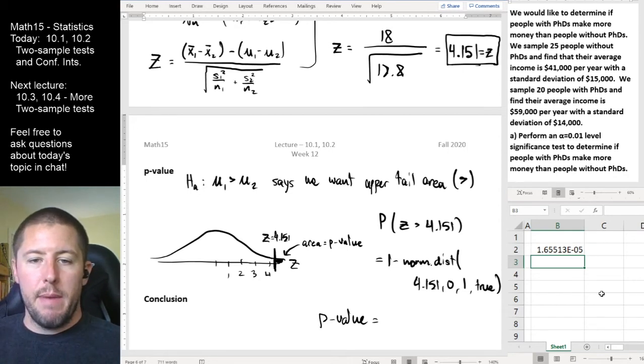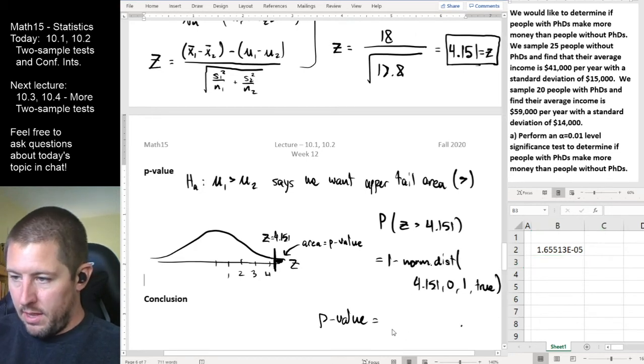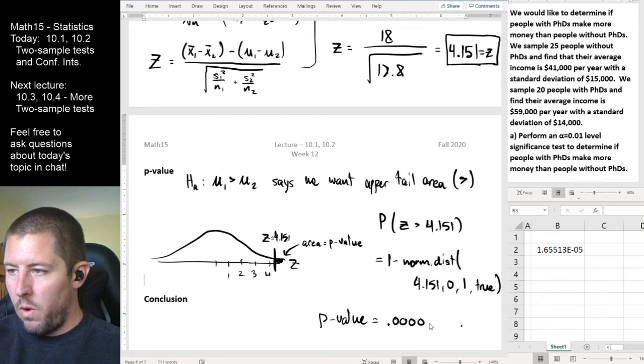Remember that you are expected to be able to interpret this. This is just a little bit of scientific notation telling you to shuffle some decimal places. This says shuffle your decimal place 5 units to the left. So that's going to give me a 0.1234 of those zeros, 1655. So here's my p-value here.